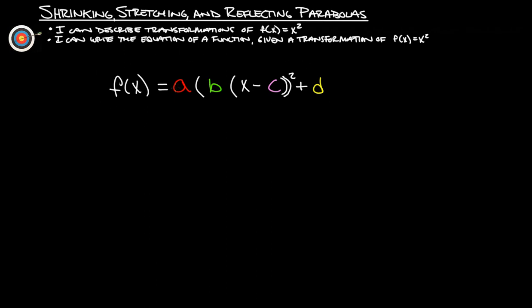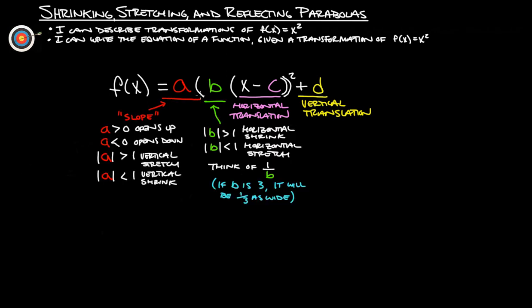We've got f of x equals a times (b x minus c) squared plus d. It's a bunch of mumbo jumbo stuff right now. Let's show you what each one of those things stands for. Here are the two things we've talked about earlier in the last section. This c here is the horizontal translation. The d is the vertical translation. And then we have these a's and b's.